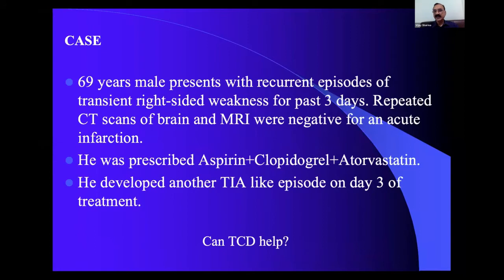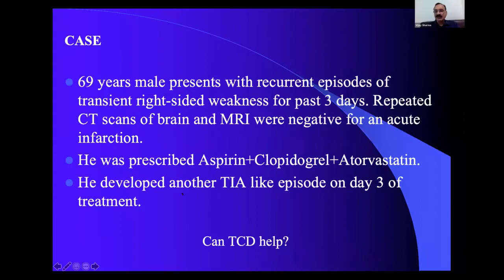So this is a 69-year-old male, and he just presented with recurrent episodes of right-sided weakness. Every day, multiple episodes he was getting. There was a CT scan initially, which was normal. Then there was an MRI done, which was also normal. There was no acute infarct. And somebody prescribed him aspirin initially, then added clopidogrel and also atorvastatin.